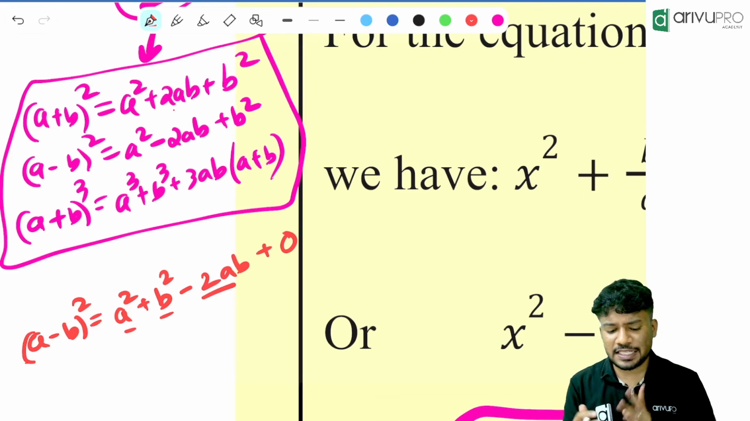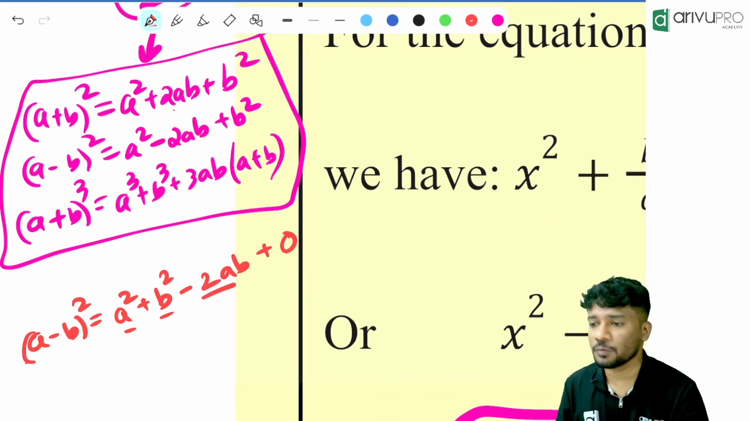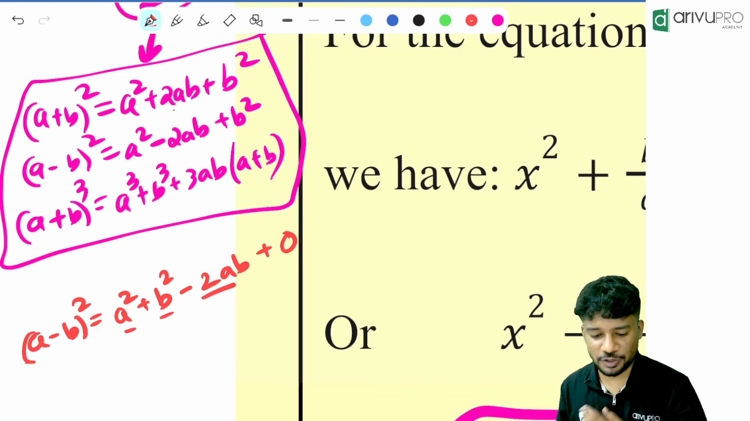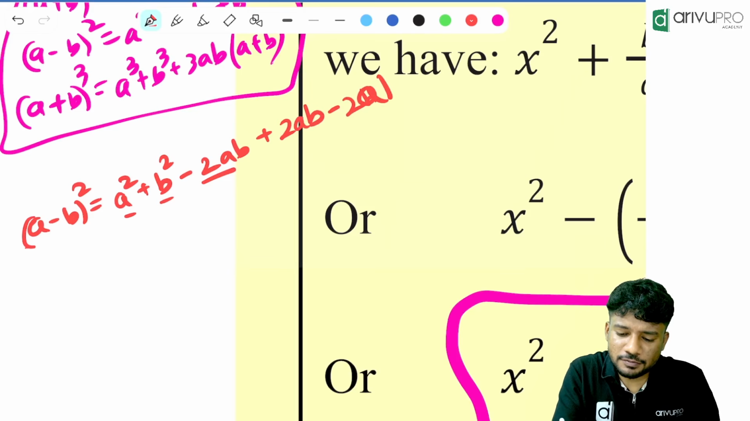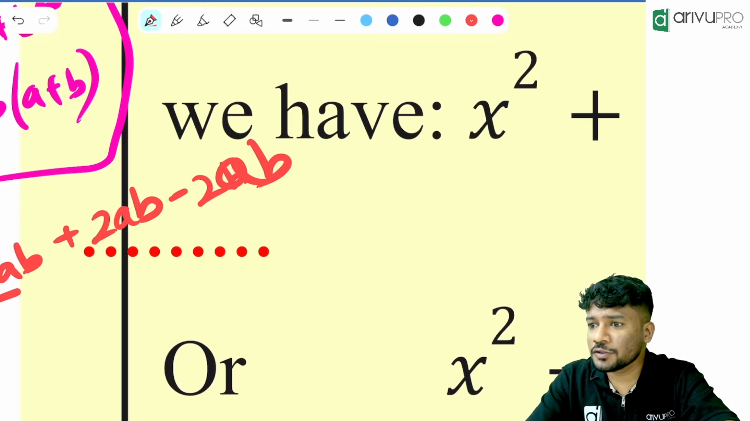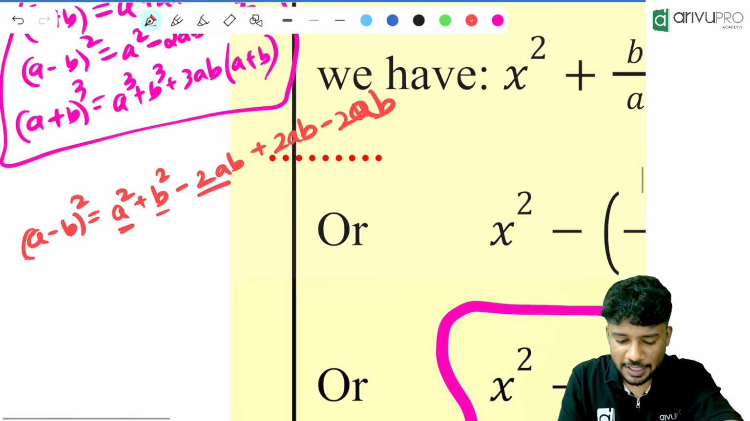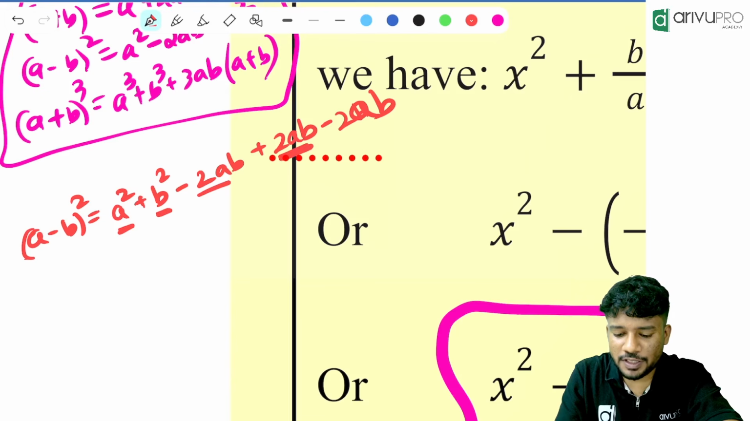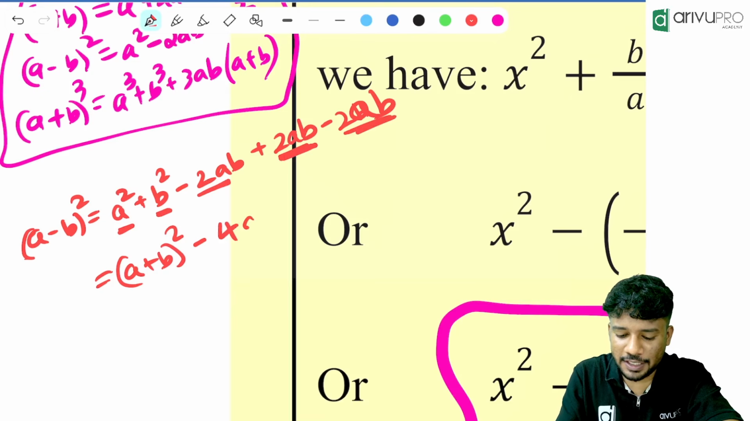1000 plus 0 is how much? 1000 itself. So can I say that a minus b the whole square is nothing but a square plus b square minus 2ab plus 0? Same formula. The formula is not changing. But instead of the 0, I will do one magic. Can I say that this is nothing but 2ab minus 2ab? People, 2ab minus 2ab is how much? 0. So instead of 0, I wrote 2ab minus 2ab. Now you tell me, a square plus b square plus 2ab is how much? A plus b the whole square. Then what is remaining? Minus 2ab minus 2ab. It will become minus 4ab.